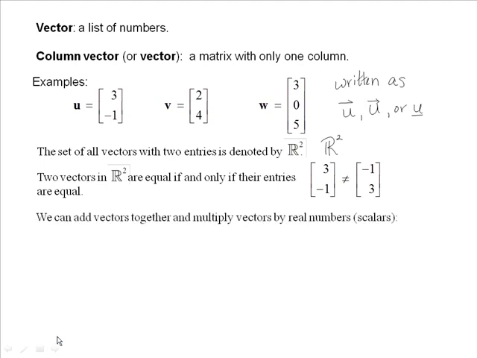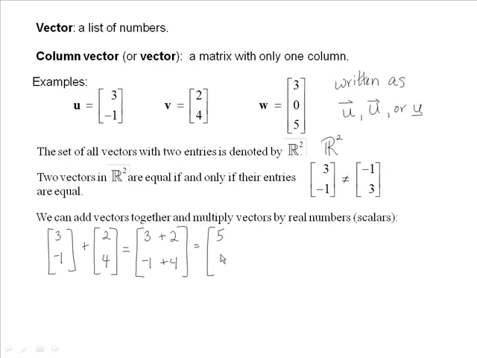We can add vectors together and multiply vectors by real numbers or scalars. So here's some examples. We can add these 2 vectors together, and when we do, we add the entries together in their locations. So we'll add 3 plus 2 and -1 plus 4 in this case, and then we will end up with the vector 5, 3. And that's how we add vectors.